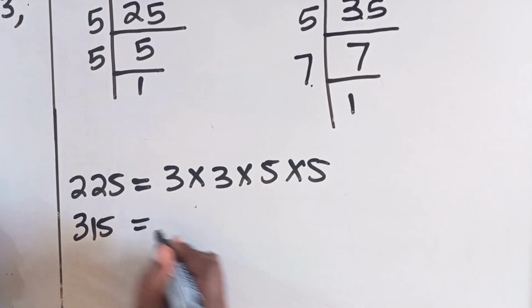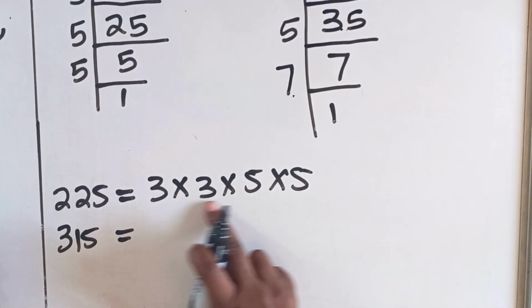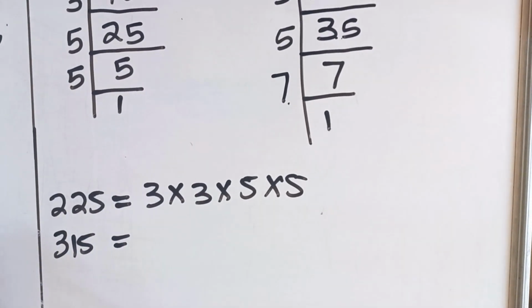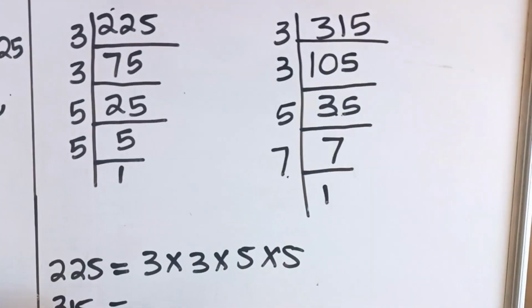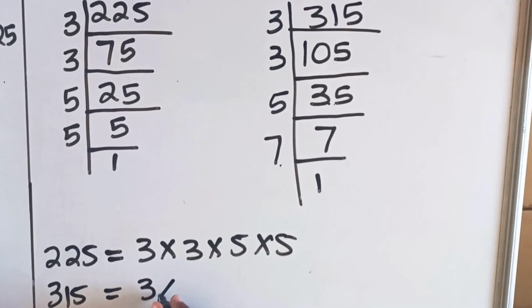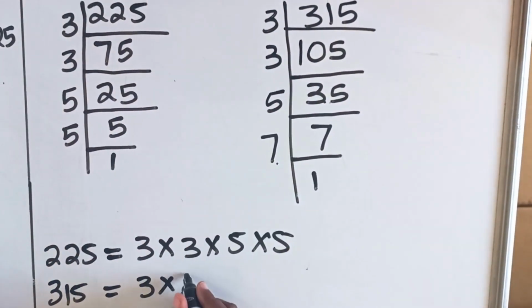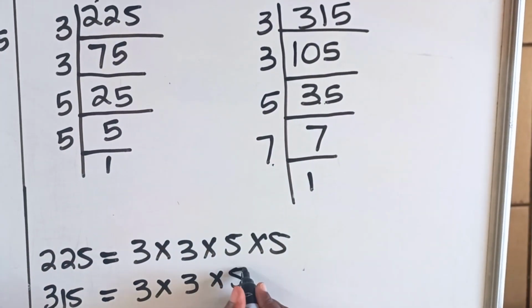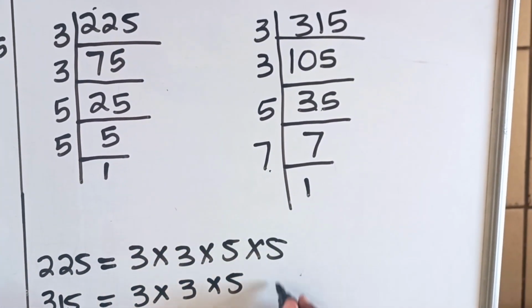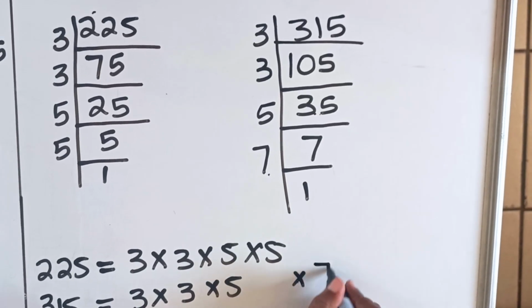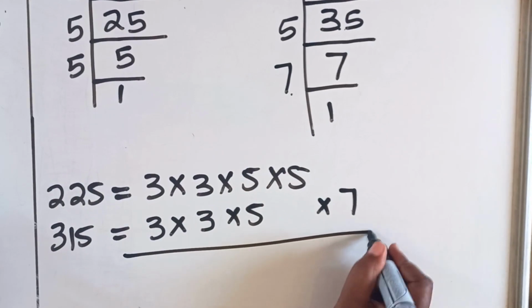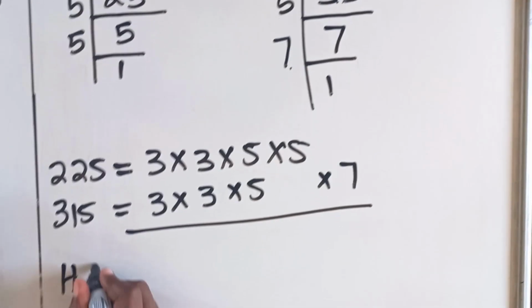315. Now, when you do this one, you don't just write it like you've written this one. You write common ones underneath the common one. 3, you're going to write the 3 here. Times, I have another 3, I'm going to write it here. Then I have a 5, I'm going to write it under 5. Then I have a 7, but here I have a 5. I don't write it there. I write a 7 there. Then you underline.